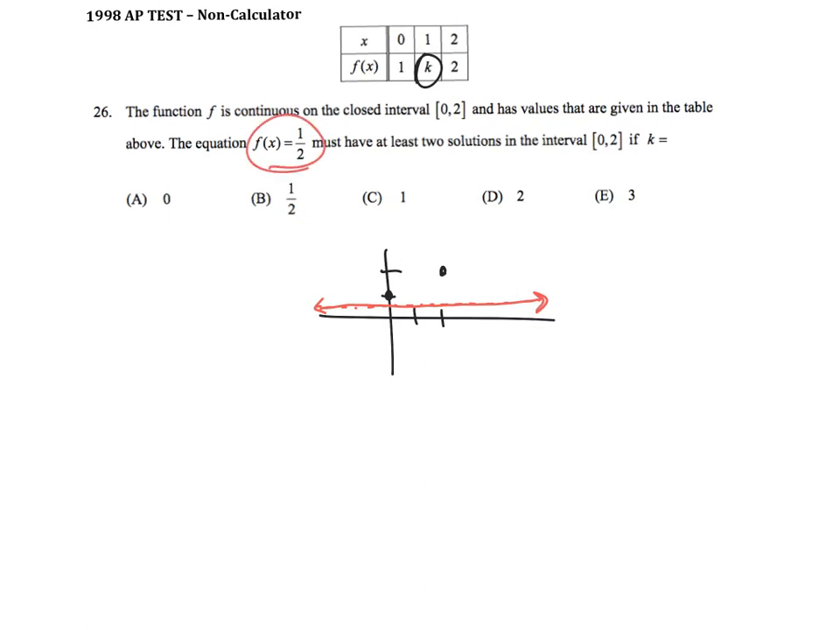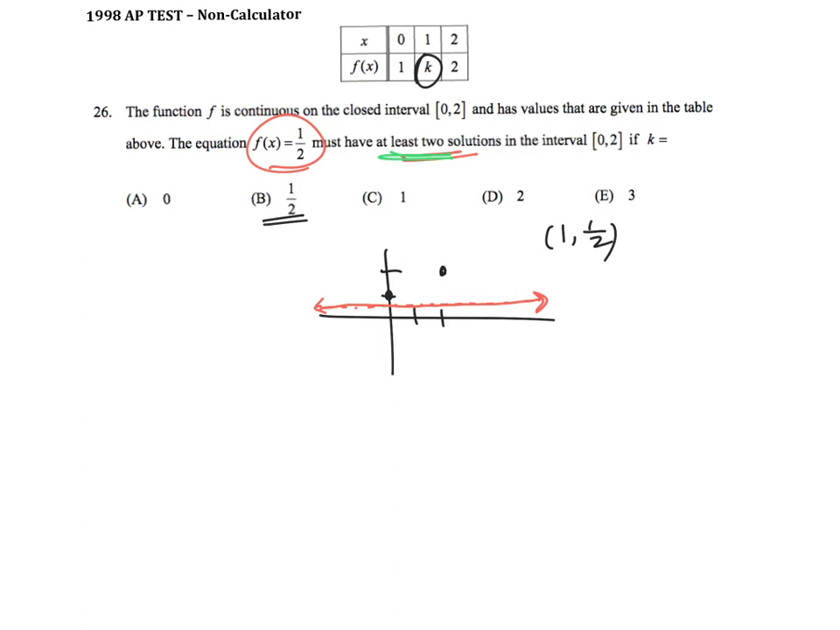Y equals a half must have at least 2 solutions, meaning it must get touched twice between 0 and 2. So on this interval, we've got to cross through y equals 1/2 at least twice. And that's going to happen if k is what? Let's start with B. If k is a half, that would mean we have the point 1, 1/2, located right here. If I connect my points, this line would only be touched once, and they wanted it at least twice. So I disagree with B.